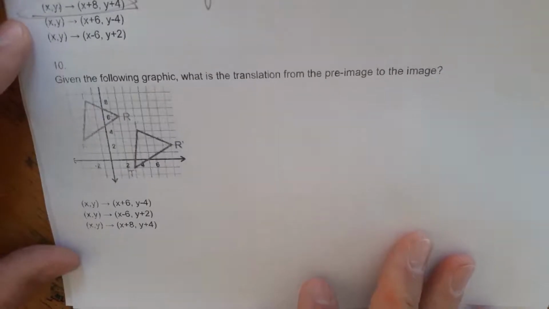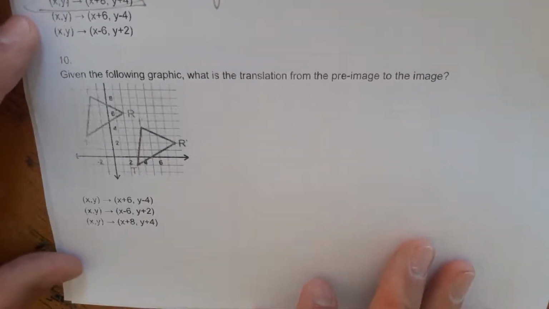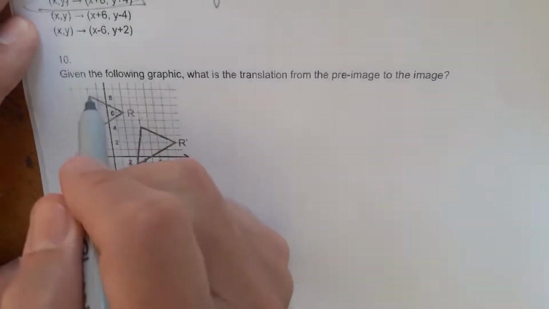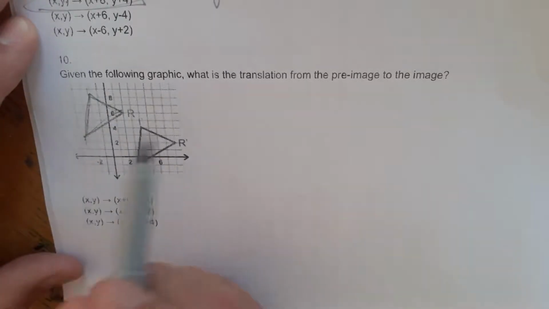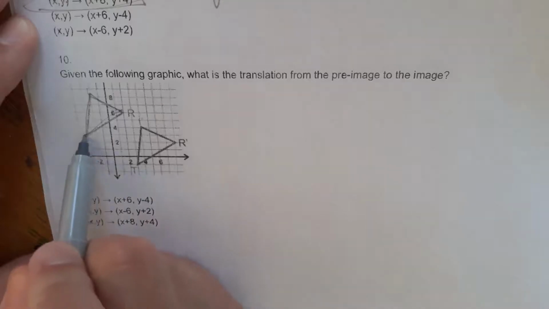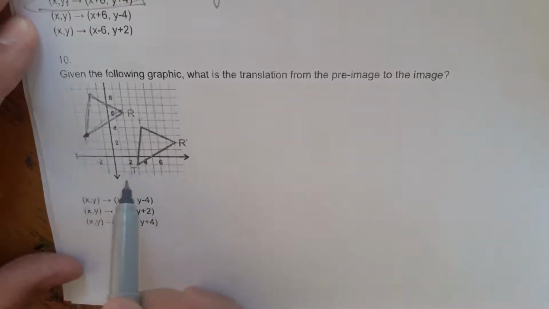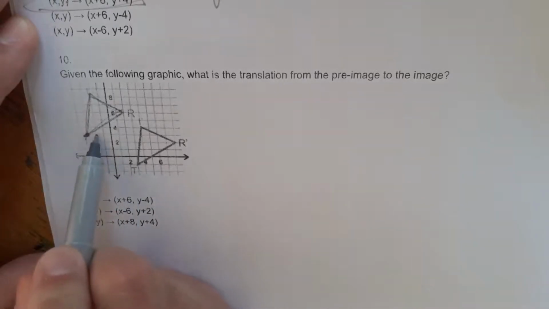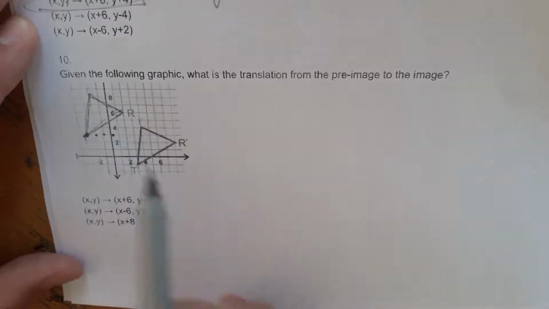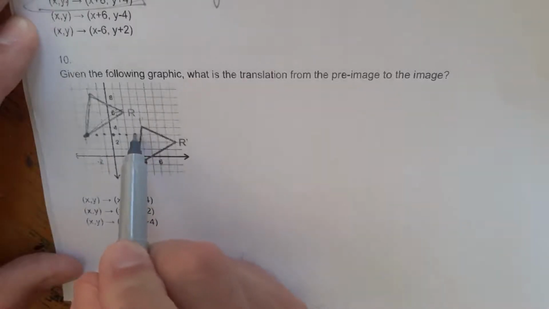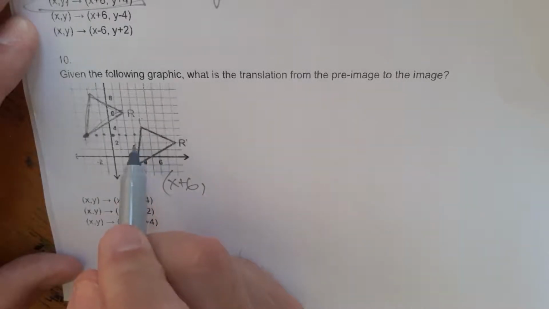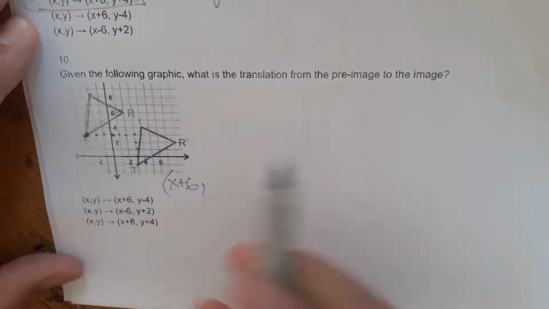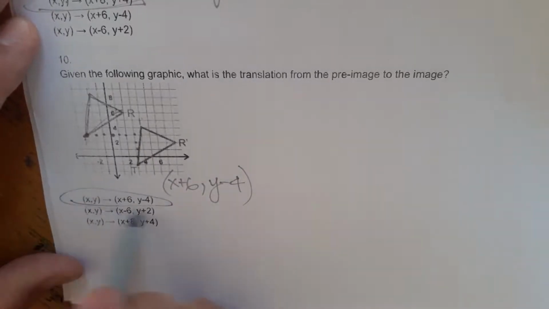Given the following graphic, what is the translation? So we're going from here to the one with primes. So let's just take one point. This looks like T. It's hard to read here. It looks like T there. It looks like this one's going 1, 2, 3, 4, 5, 6 to the right. So I see x plus 6 is moving, comma, then it's going down on the y. 1, 2, 3, 4. So y minus 4 to go down. This is the translation here.